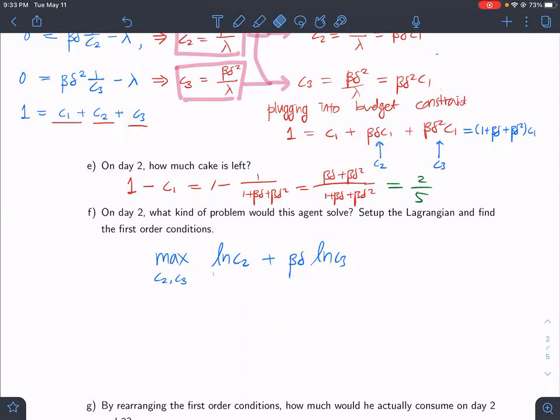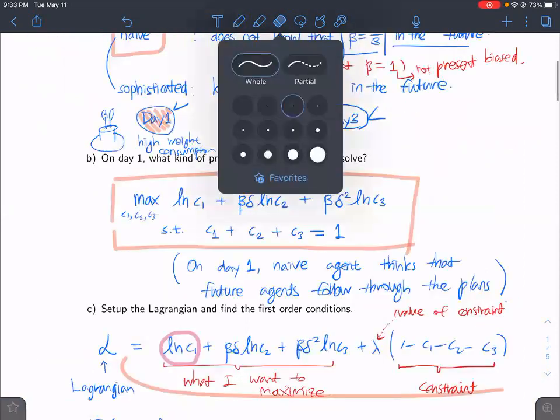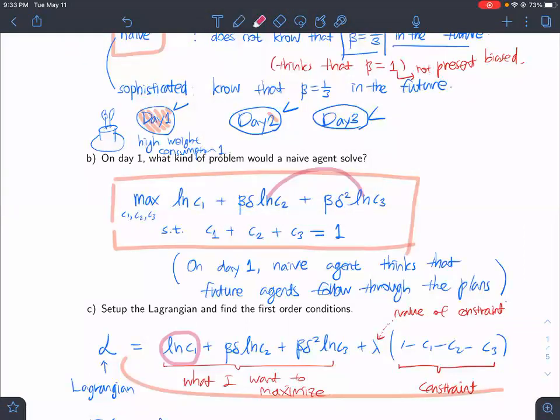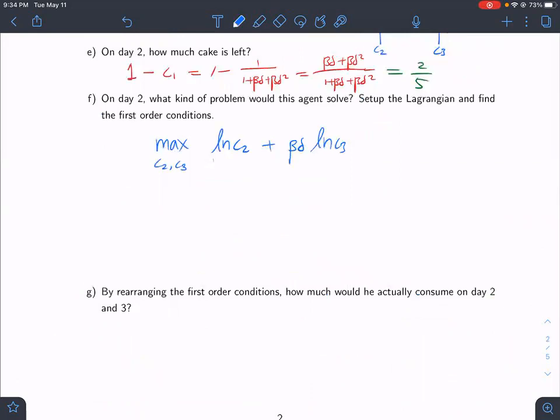This is different from what day 1 guy thought. Day 1 guy thought that when I discount C2 versus C3, you can see that the only difference between beta delta and beta delta squared is just 1 delta. So he was thinking that day 2 guy is going to discount by delta, which is wrong. And they follow through this plan, which is wrong.